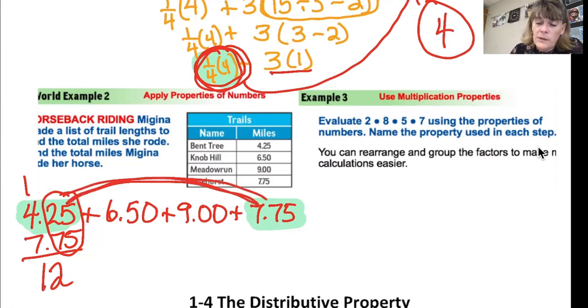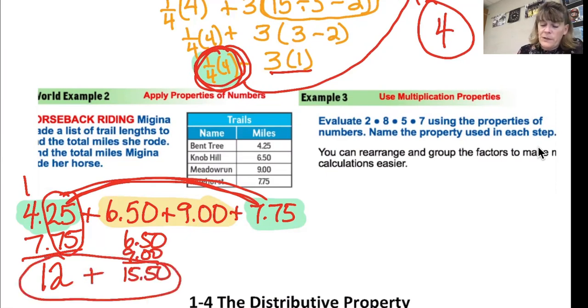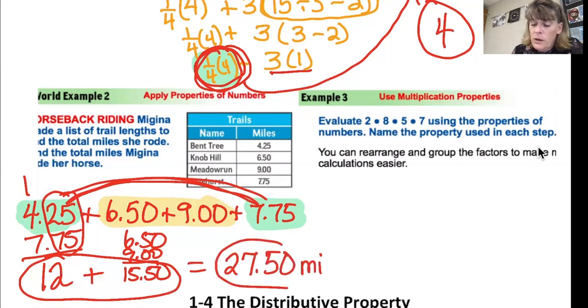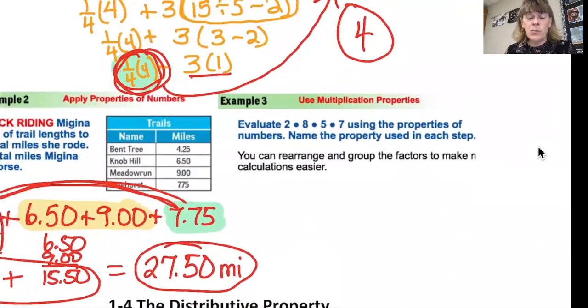Then we can group these two together, and that would give me 6.50 and 9.00 is 15.50. So now I have 12 plus 15.50, which is kind of easy to do in my head, which is 27.50 miles. Okay, so again, you can use your calculator, so it doesn't really make sense that we use this, but I just wanted you to be aware of how you could make things a little easier by using some of these properties, because that would have been like the commutative property of addition.